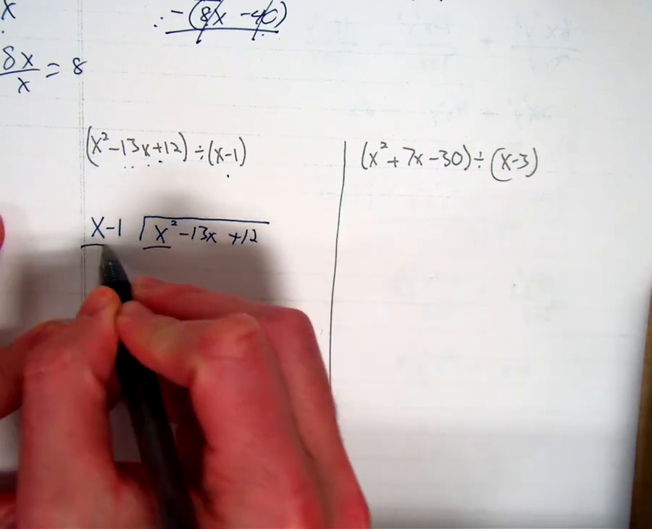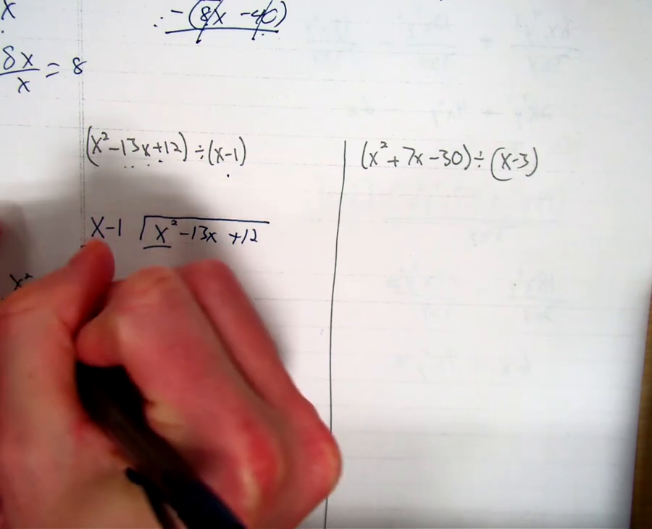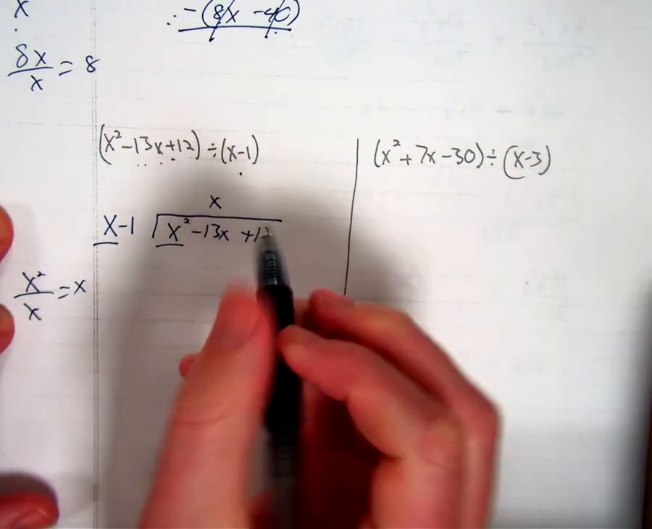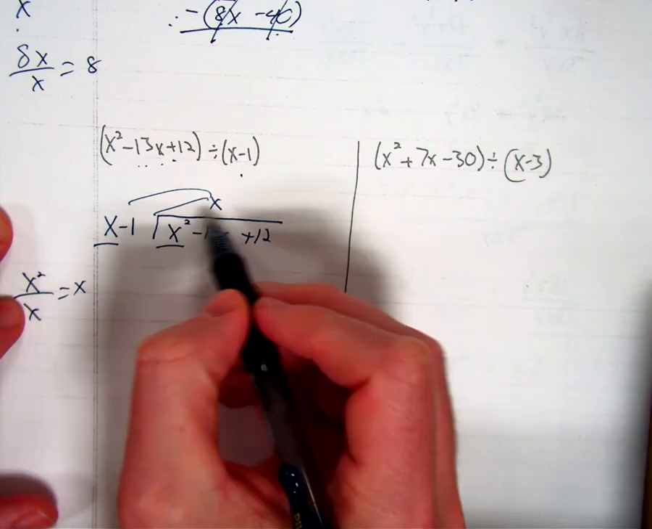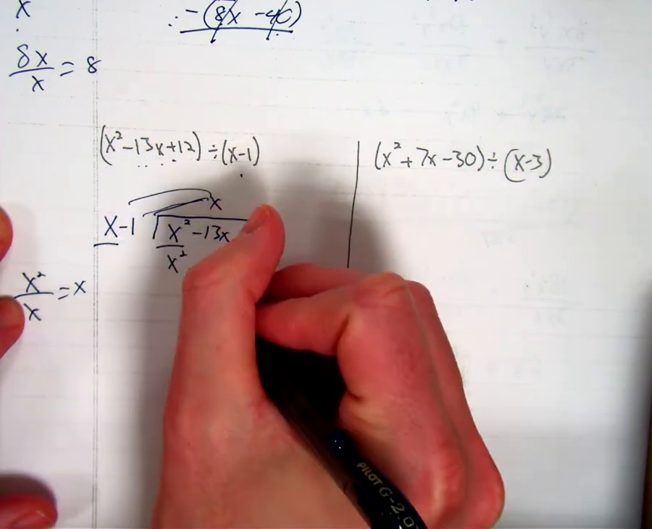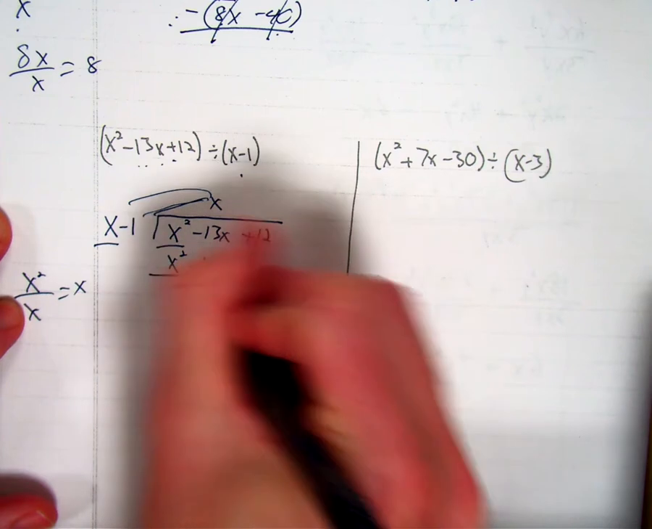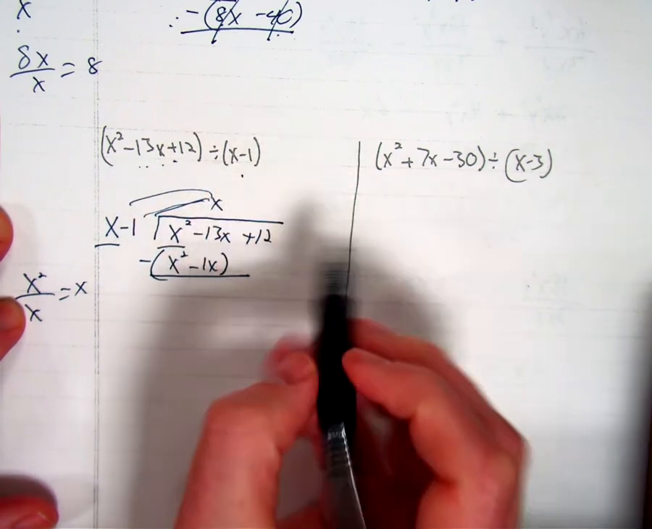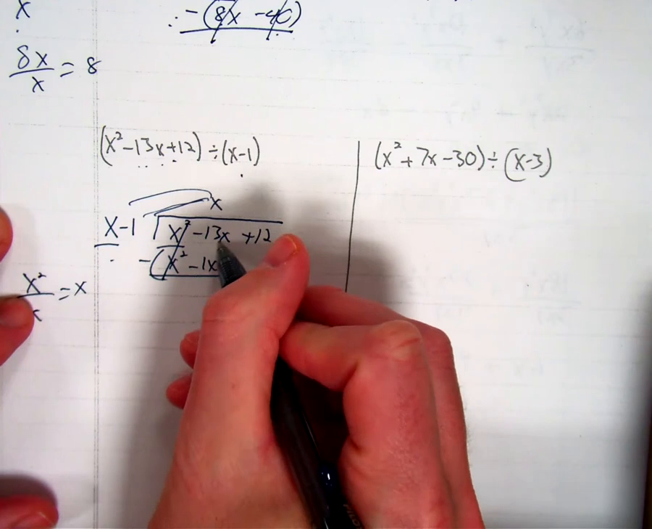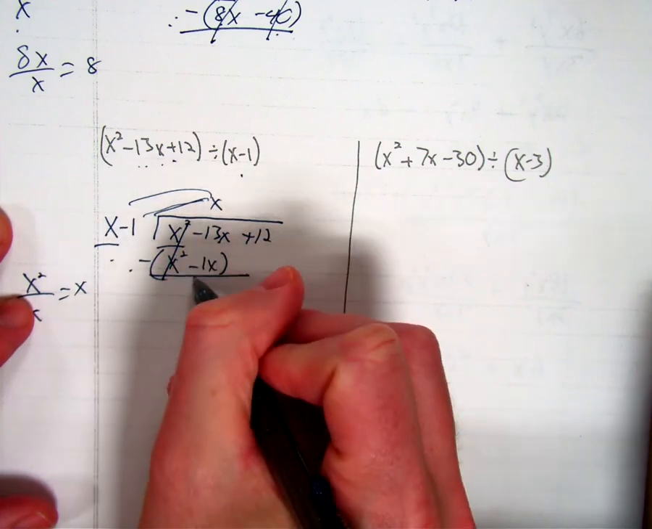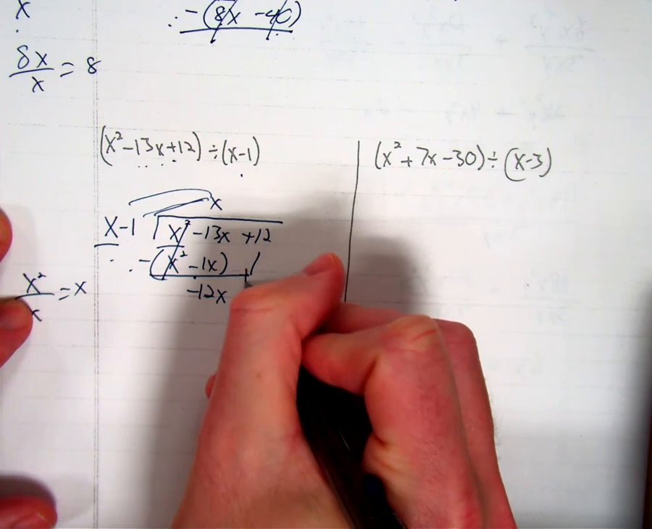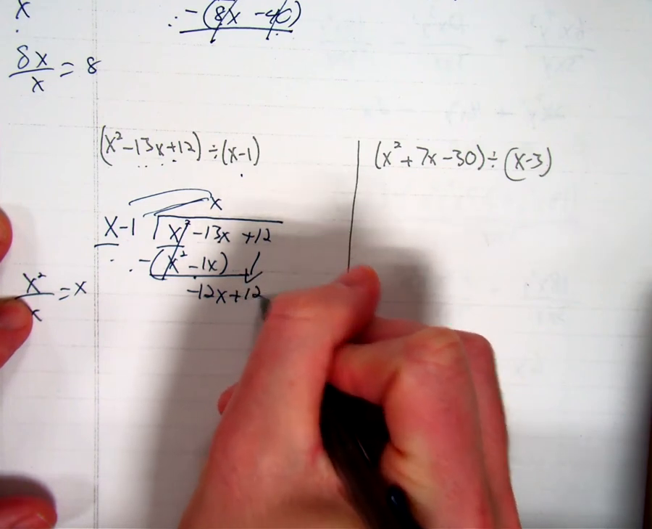Okay, so let's compare our fronts. X squared over x is going to be x. And then I have to multiply it back. X times x is x squared. X times a negative 1, negative 1x. Subtract down. X squared minus x squared cancels out. Negative 13 minus a negative, so plus 1, is going to be a negative 12x. And then I bring down this positive 12.